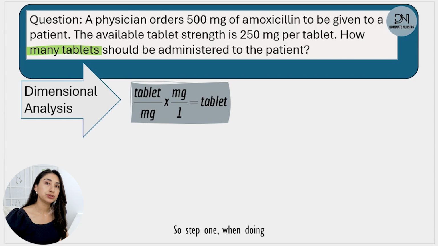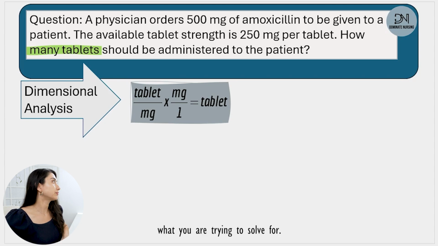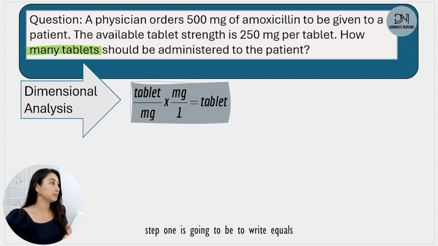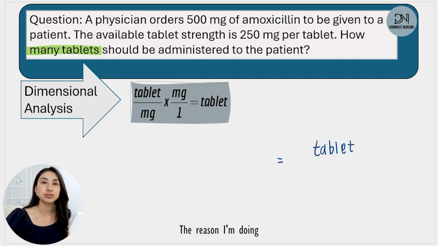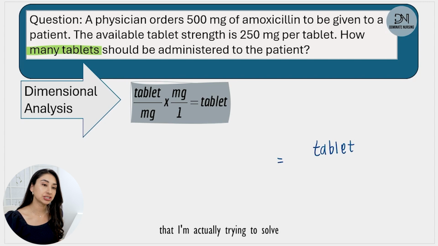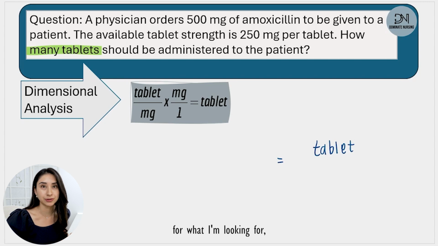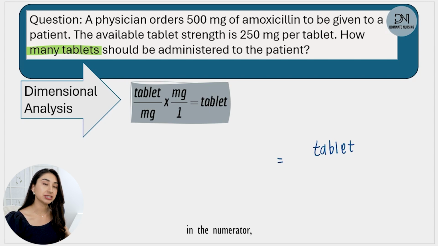So step one when doing dimensional analysis is figuring out what you are trying to solve for. Once you figure that out, step one is going to be to write equals tablets. So to the very right-hand side, I write equals tablets. The reason I'm doing this is so that I make sure that I'm actually trying to solve for what I'm looking for, and that I put the correct values in the numerator, the top of the fraction, and the denominator, the bottom of the fraction.